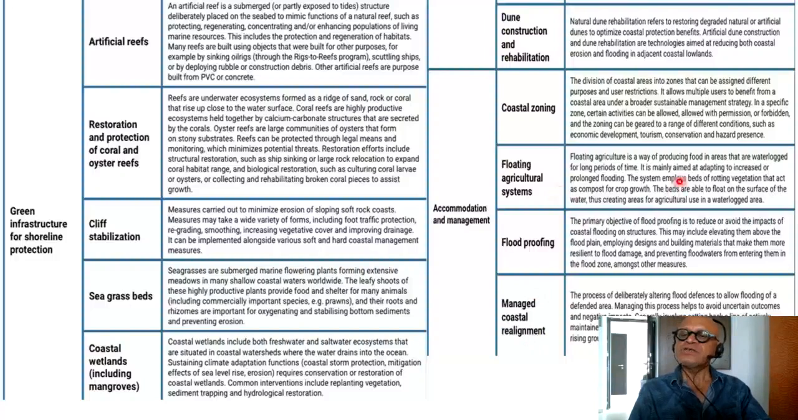Floating agriculture is a way of producing food in areas that are waterlogged for long periods of time. It's mainly aimed at adapting to increased or prolonged flooding. The system employs beds of rotting vegetation that act as compost for crop growth. The beds are able to float on the surface of the water, thus creating areas for agricultural use in waterlogged areas. Kind of a hydroponics idea.